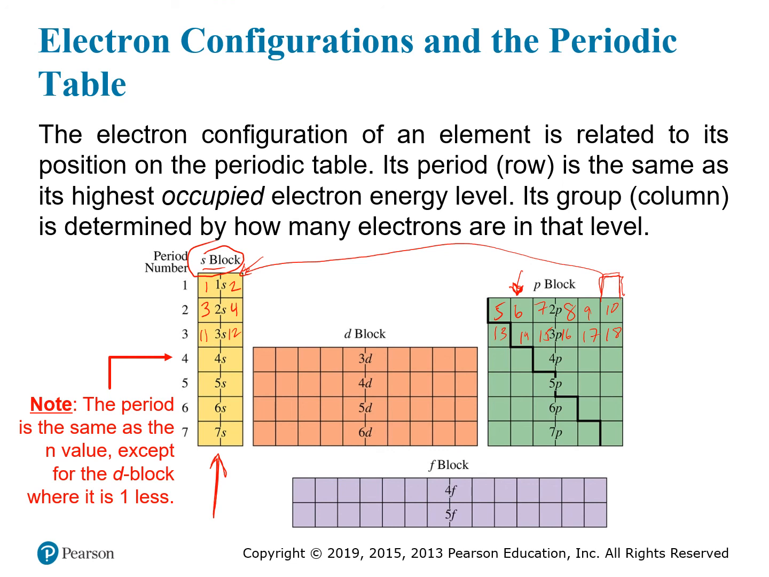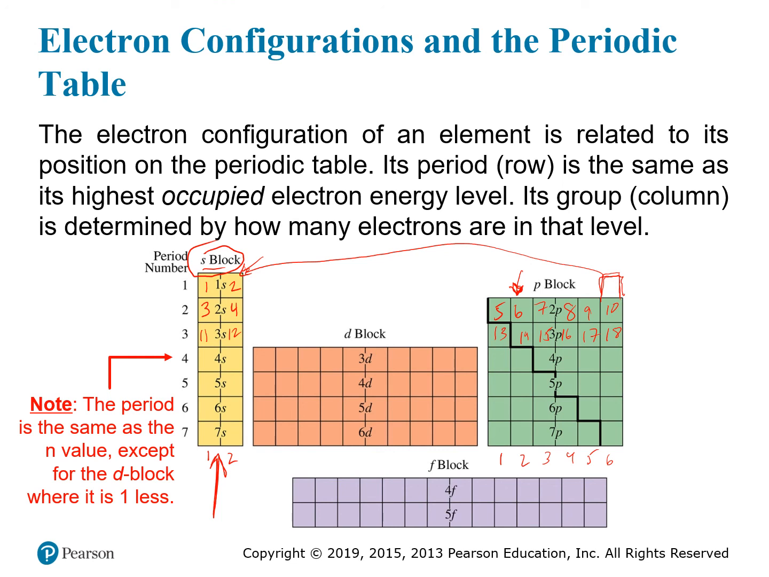Okay? And since the p sublevel can hold up to 6 electrons, we have 6 columns in the p block. Because the s sublevel is a single orbital and it can only hold 2 electrons, we only have 2 columns in the s block. Okay? And then we get down to the lower levels here, and you start to see that we have a d block, the 3d. And what you might notice is that the period is the same as the highest n value, except for these d block elements, right?